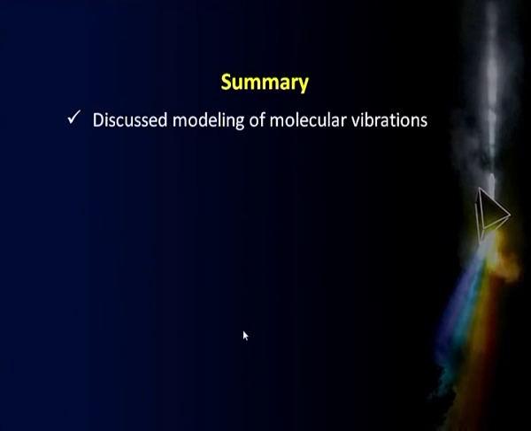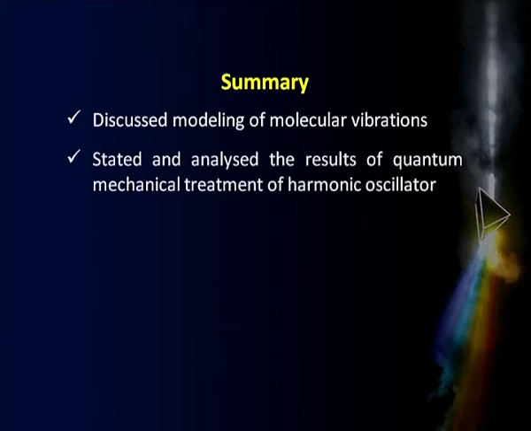So, let us try to now sum up what we have done today. We discussed how to model a molecular vibration. We talked about two kinds of models there. One was harmonic oscillator and second happened to be anharmonic oscillator. Then we stated and analyzed the results of quantum mechanical treatment of harmonic oscillator. We realized that if I treat my molecule as behaving like a harmonic oscillator, what kind of energy expression I get, what are the corresponding energy levels and what kind of spectrum do I come across.